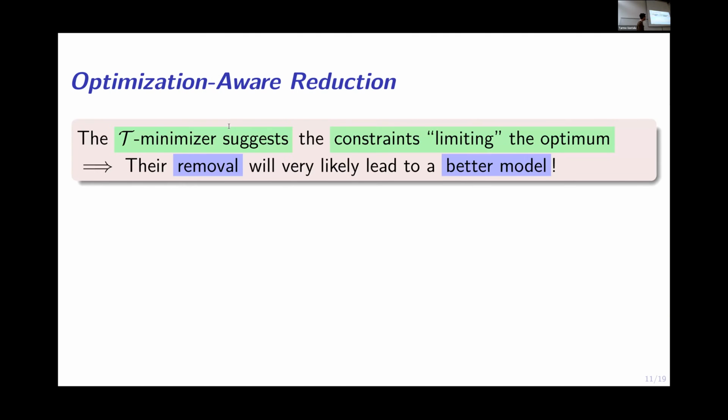So what we propose is some optimization-aware reduction for truth assignments, which takes into account the setting of optimization. In this reduction, it's the theory minimizer that suggests the constraints that are currently limiting the optimum in the truth assignment. Meaning that these are the constraints that, if removed, will likely lead to a better model in the truth assignment.